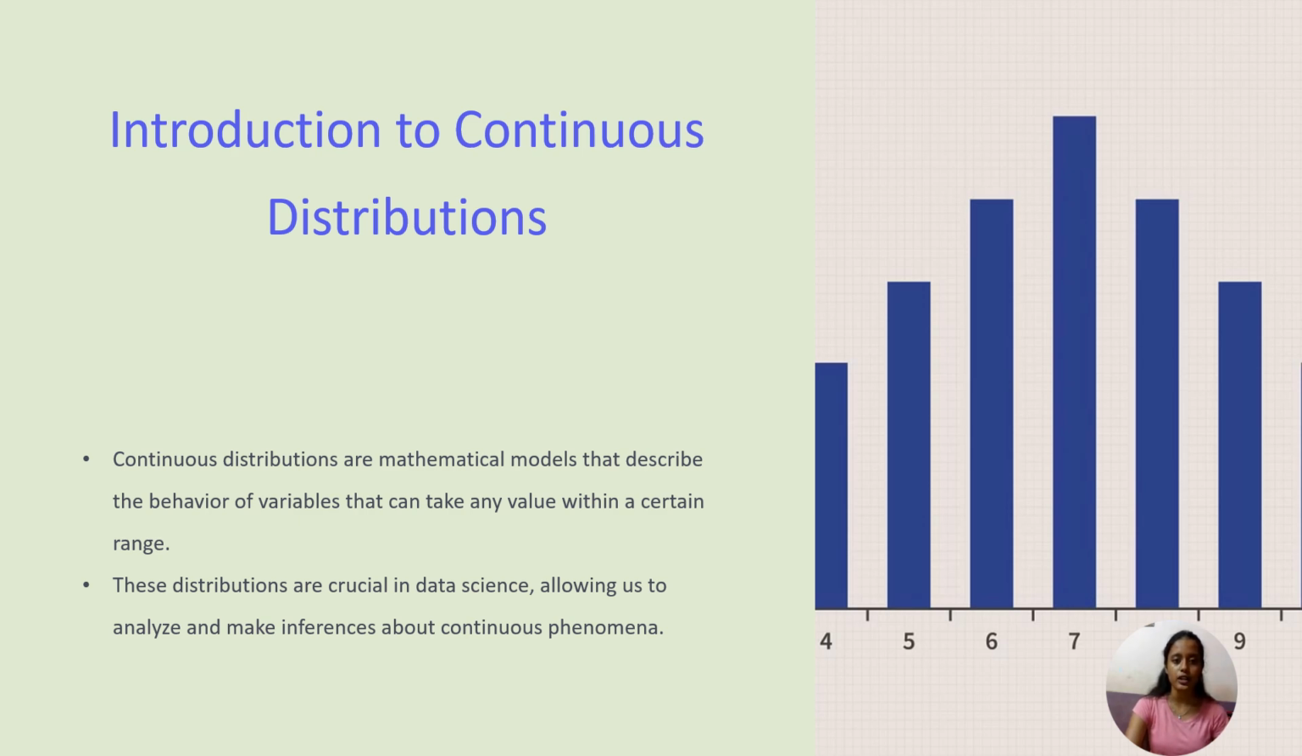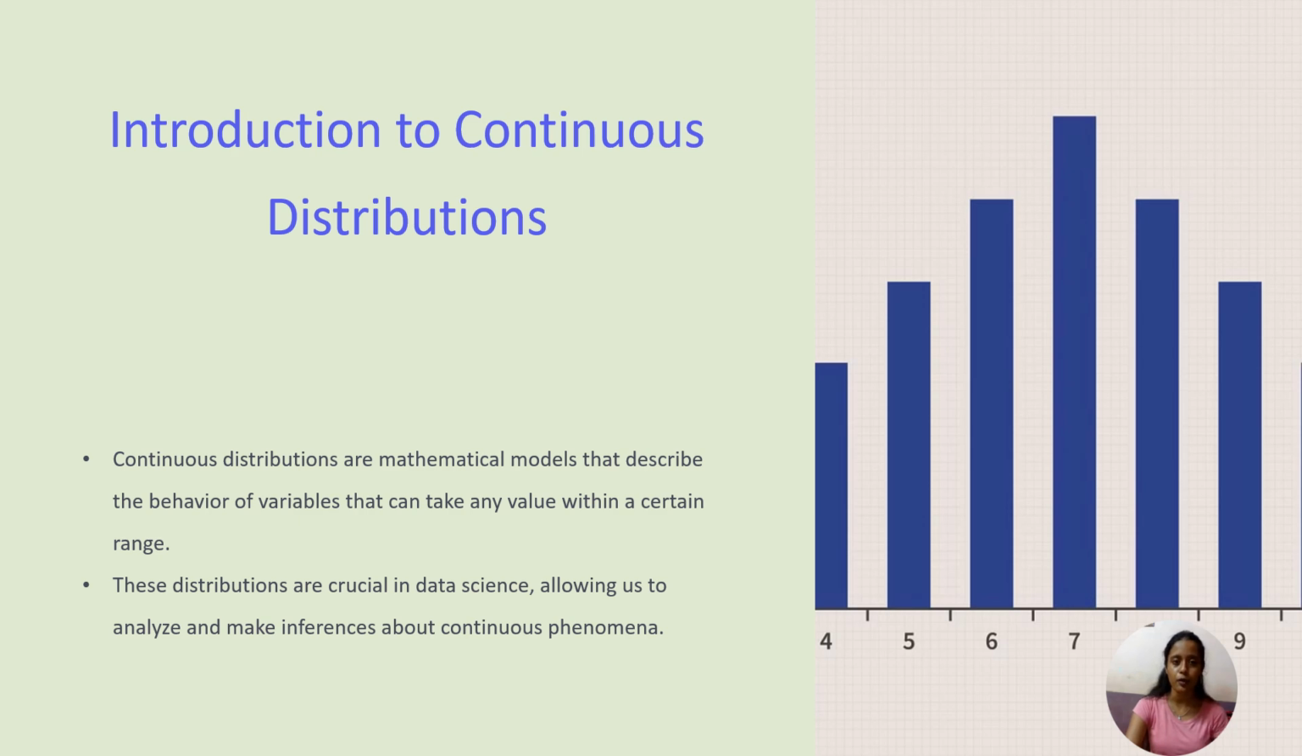The key property of a continuous distribution is that it has a probability density function. The PDF of a continuous random variable describes the likelihood of the variable taking a specific value. The area under the curve over an interval gives the probability that the variable falls within that interval. For example, in the normal distribution, the probability density function is the familiar bell-shaped curve.